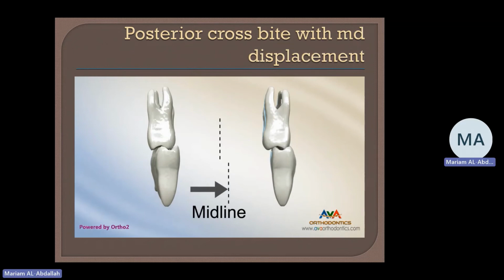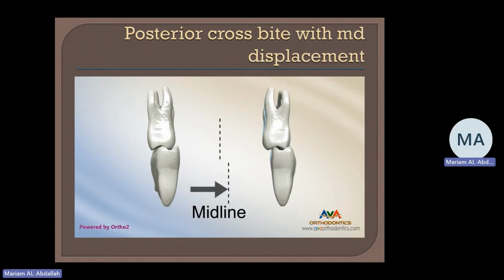Sign number 1 is facial asymmetry, because the mandible is shifted to one side. So you can see that the chin is pointing, going more to the left or to the right. Number 2, as you examine the occlusion, you will see that there is a crossbite on one side only, a buccal crossbite on one side only.